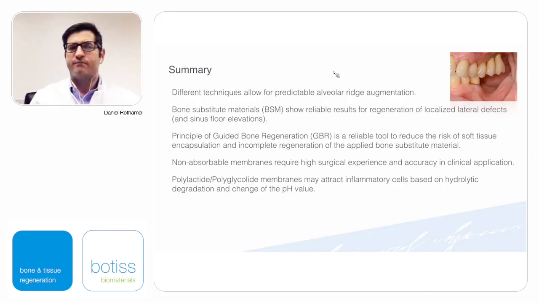When we're using polylactide or polyglycolide membrane as an absorbable alternative, then we have to be aware that this material is degraded by the production of lactic acid molecules, which attract inflammatory cells, which may compromise the soft tissue healing, which also may compromise the hard tissue healing based on a higher acidity of the surrounding tissues.